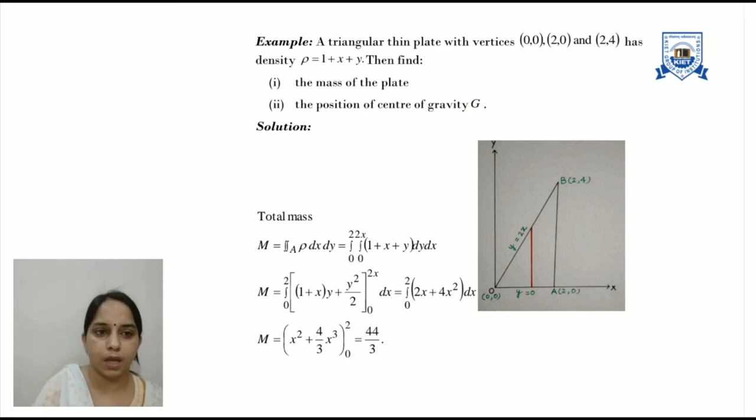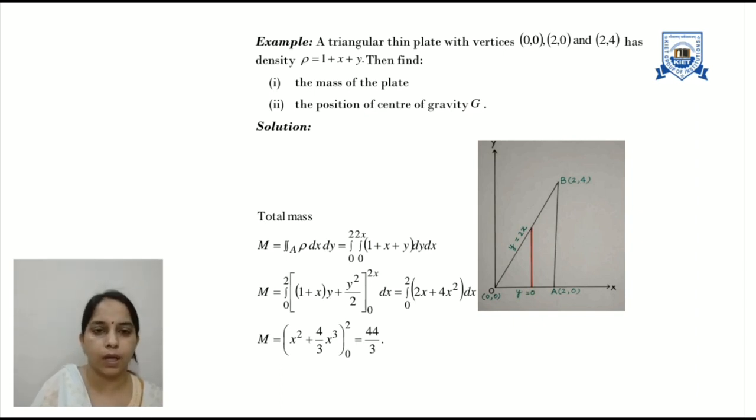Here I am taking the variable limit of y that varies from the x axis to the line y equals 2x. So the lower limit of y is 0 and the upper limit is 2x. And from the figure it is very much clear that the lower limit of x is 0 and the upper limit of x is 2. So integrating under these limits, and integrating with respect to y first as y has variable limits, we get the value of mass as 44/3.